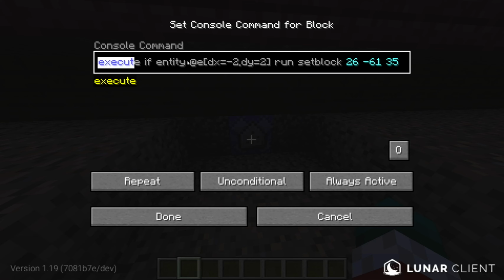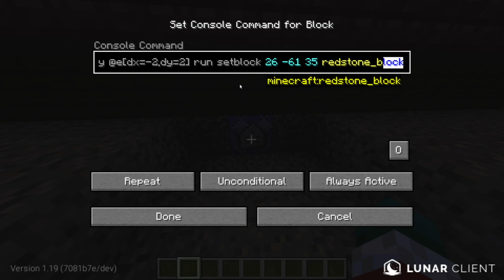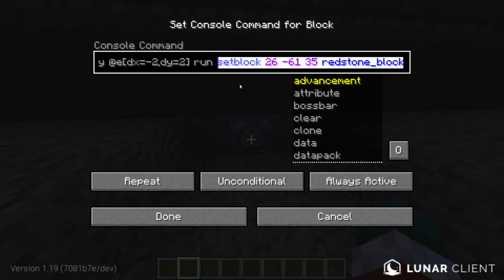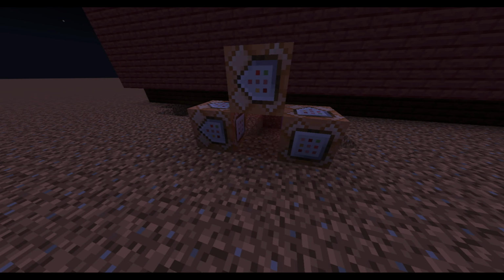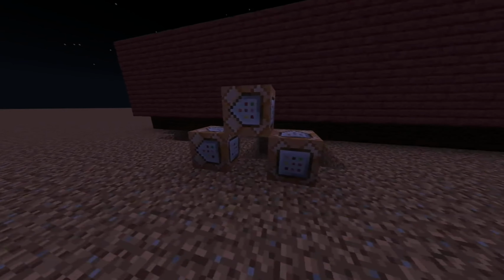Now, how does this work? Like before, an area detecting command block is used, but this time, it's a little different. Instead of teleporting the player, it places a redstone block in between 3 other command blocks. Let's take a look at what each one does.